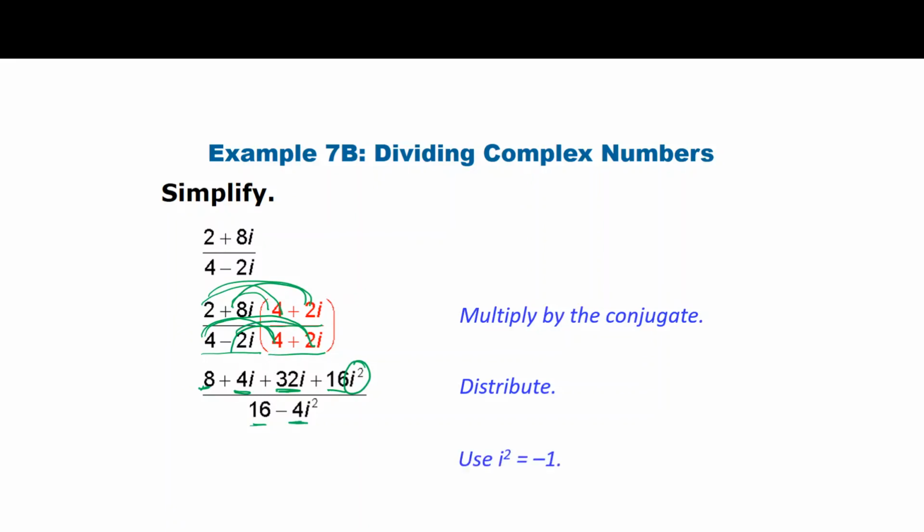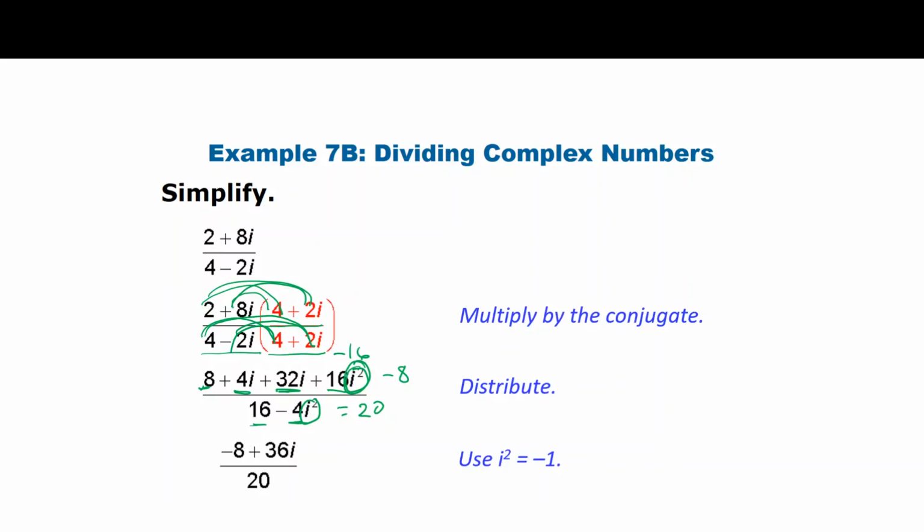Now we're going to remember that i squared is equal to negative 1. So our negative 4i squared times a negative 1, that's going to make that a positive 4, so that's going to give us a 20 down here. And then up here, remember this is a negative 1 times 16, so that's going to make that a negative 16, plus a positive 8, that leaves us with a negative 8. And then 4i plus 32i is going to be our 36i. So we end up with negative 8 plus 36i over 20.